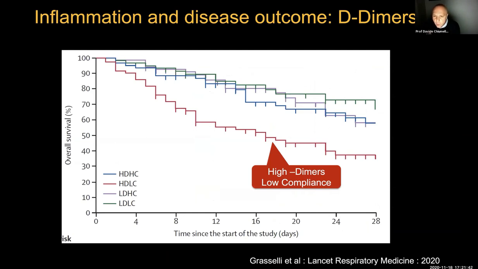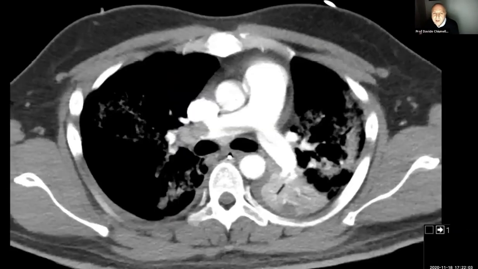And you can see that one of the main factors associated with outcome, or worse outcome, I should say in this case, is the higher D-dimers. So it's not so much of other characteristics, but patients with more severe immunothrombosis have a worse outcome. And this is important because that can translate into large vessel clots.